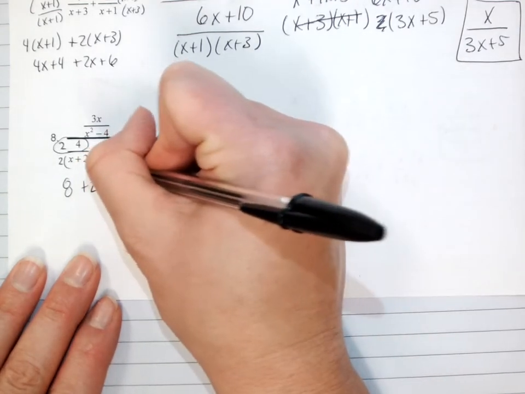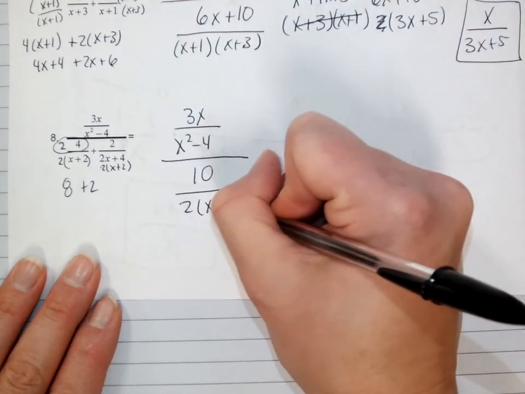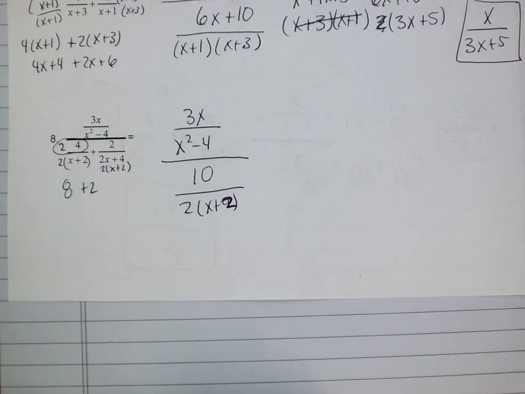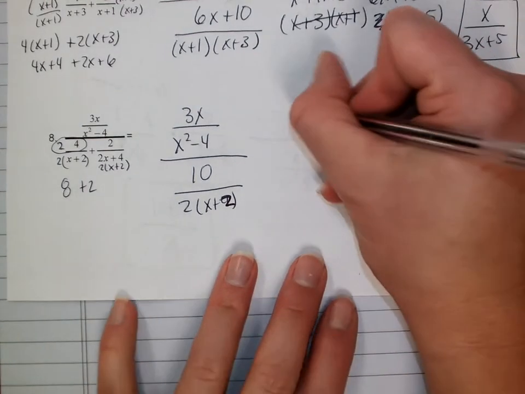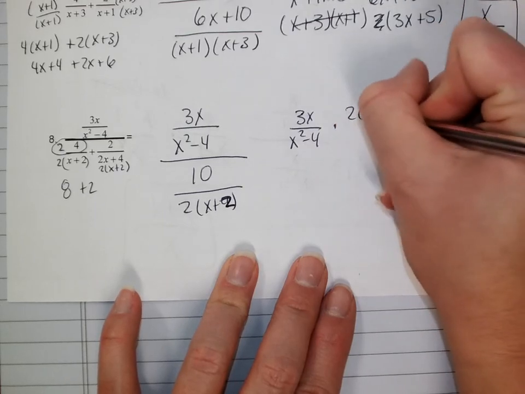I'm going to leave it factored out. Sorry, 2 times x plus 2. Wow. I said I'm going to leave it and then I do it wrong, but you know, that's okay. Again, same type thing. Top one stays the same. Bottom one we flip.